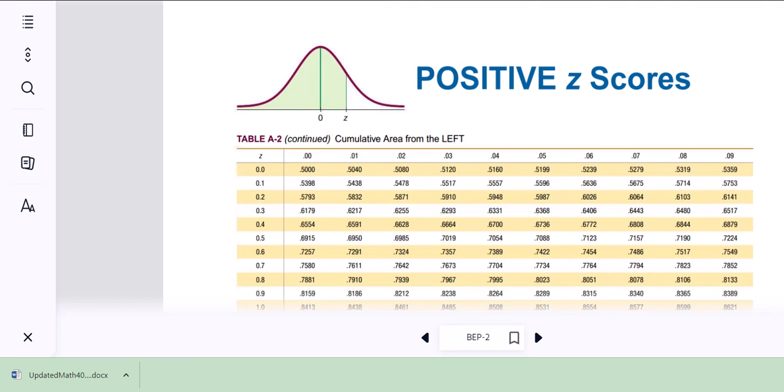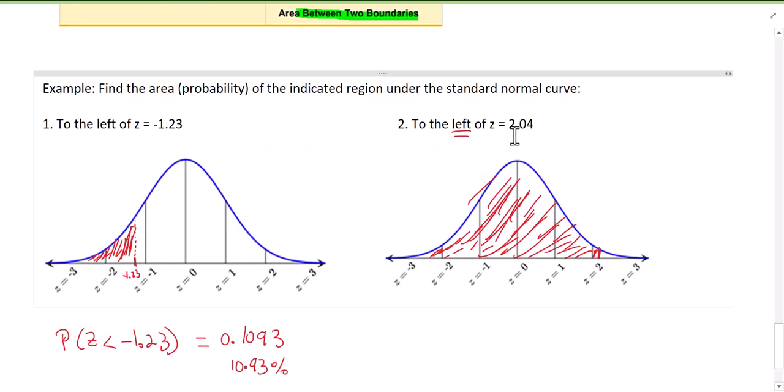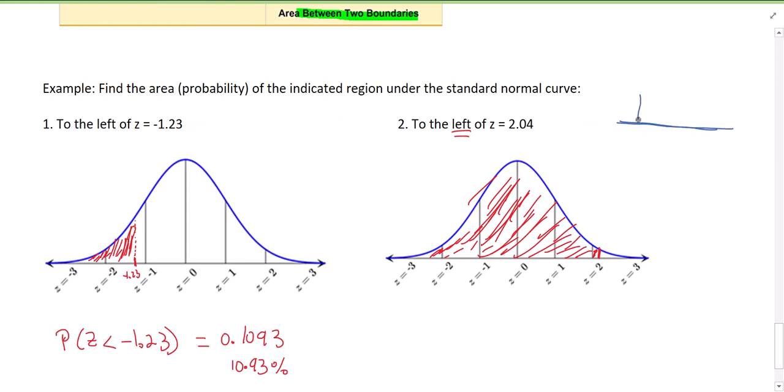So what z-score were we looking for? We're looking for 2.04. Let me write out what we're doing. In the column part, we are going to be looking for the 2.0, the ones digit, the decimal, and then the tenths digit. And then on the row, we're going to be looking for the 0.04. Where those two meet up, that is the value that we want. So let's go to the table.